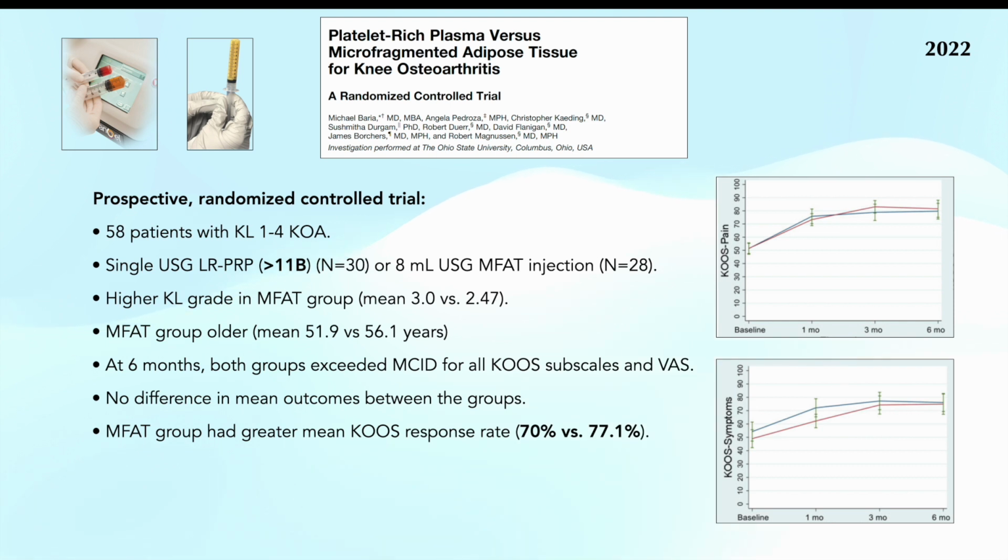And at 6 months, both groups exceeded the minimally clinically important difference for all the KOOS subscales and the visual analog scale, with no difference in the mean outcomes between the groups. So this would suggest that the treatments are equivalent. However, we have to realize that these are very early results at 6 months. We see the MFAT showing results far greater than that, and so this needs to be studied over a greater time period. Furthermore, the MFAT group had a greater response rate, 77% versus 70% in the PRP group.